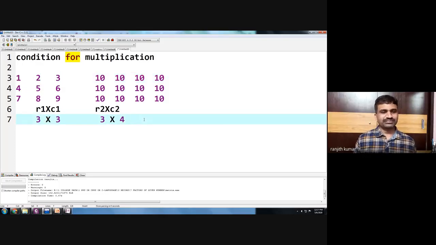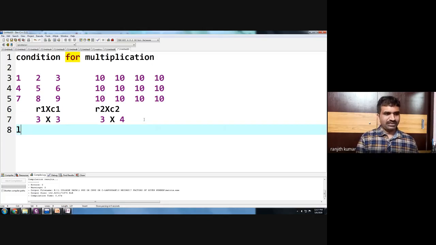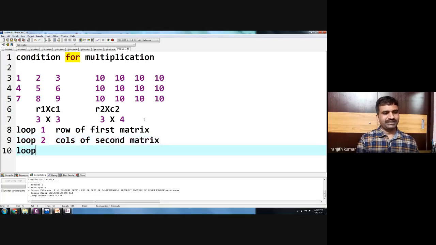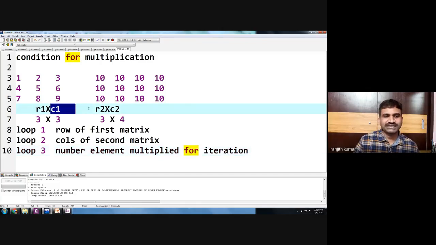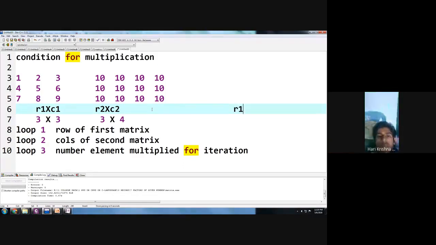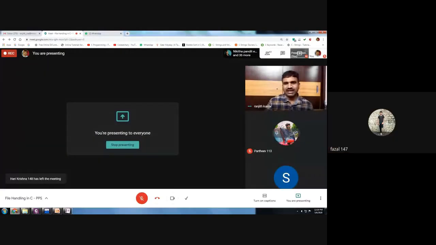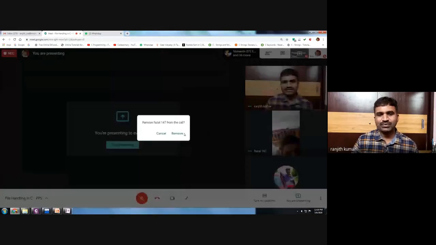So we will write 3 loops here. Loop 1, rows of first matrix. Loop 2, columns of second matrix, and loop 3, the number of multiplications, the number of elements multiplied for each iteration. So how many multiplications will be done for each iteration? That is C1 or R2. So what will be the resultant matrix? We already know the resultant matrix is R1 by C2. Always the resultant matrix is R1 by C2.